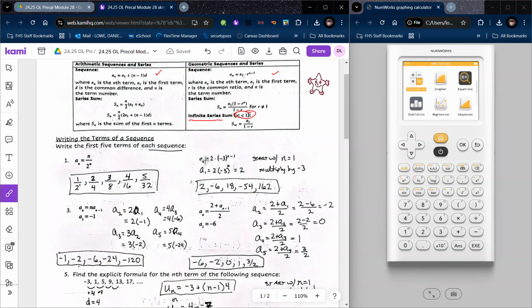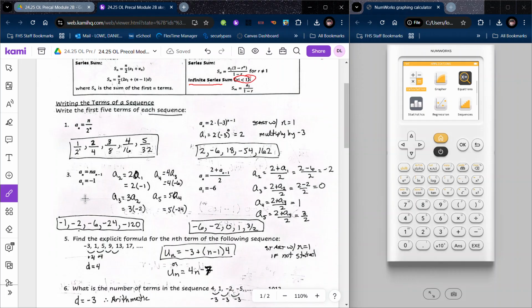For the next one, if we look at the example over here, we see that we're starting with n equals 1. So a sub 1 is going to be 2 times negative 3 to the 0 power, which is going to be 2. So my first term is 2. I'm multiplying by negative 3 each time. So I go from 2 to negative 6, 18, negative 54, 162. And once again, separate your answers using commas.